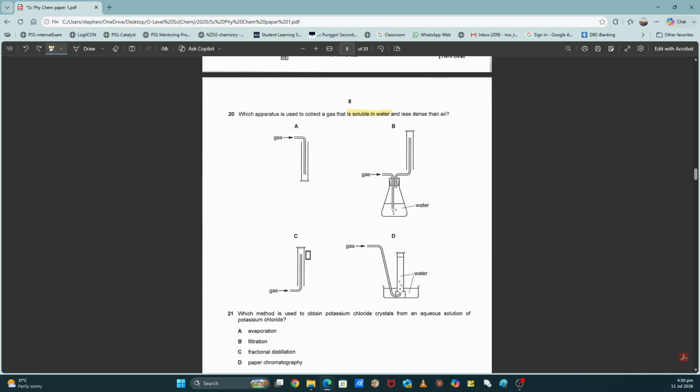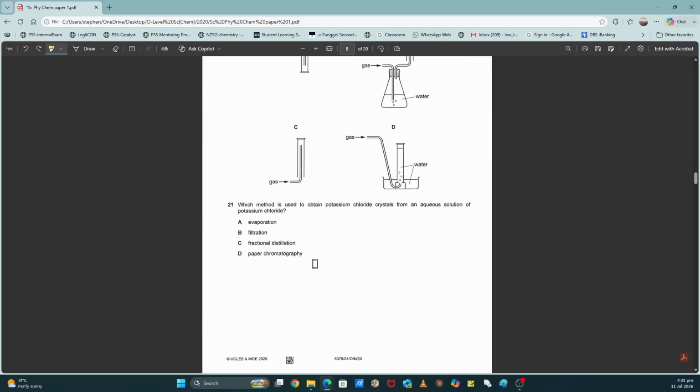The only possible answer is C because when it's displaced from the delivery tube here, the gas gets trapped on top of here, and as more and more gas is displaced, more and more of the hydrogen gas, for example, accumulates over here and slowly pushes the original amount of air over here to be out. So the answer is C.